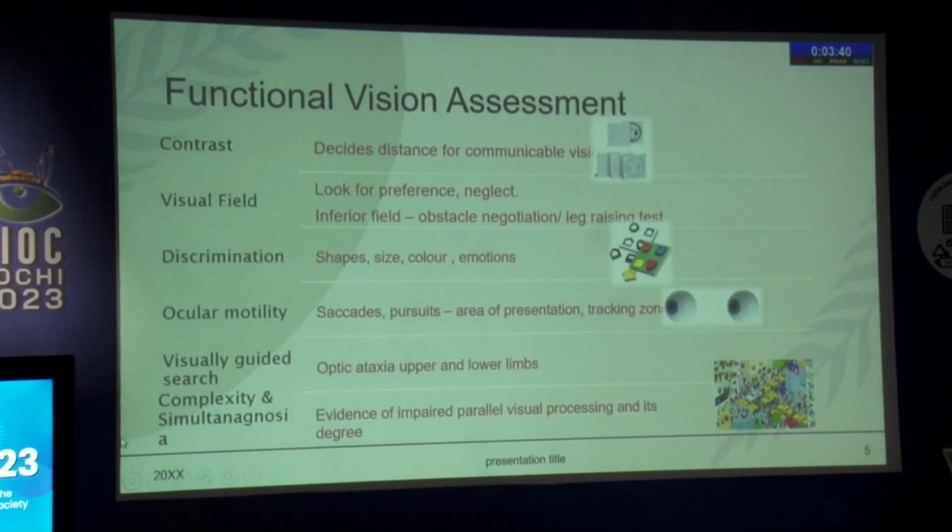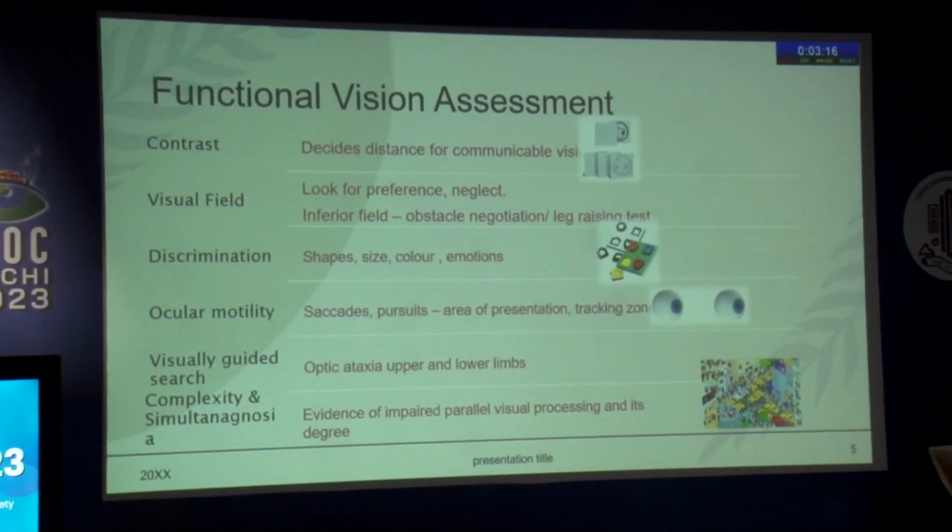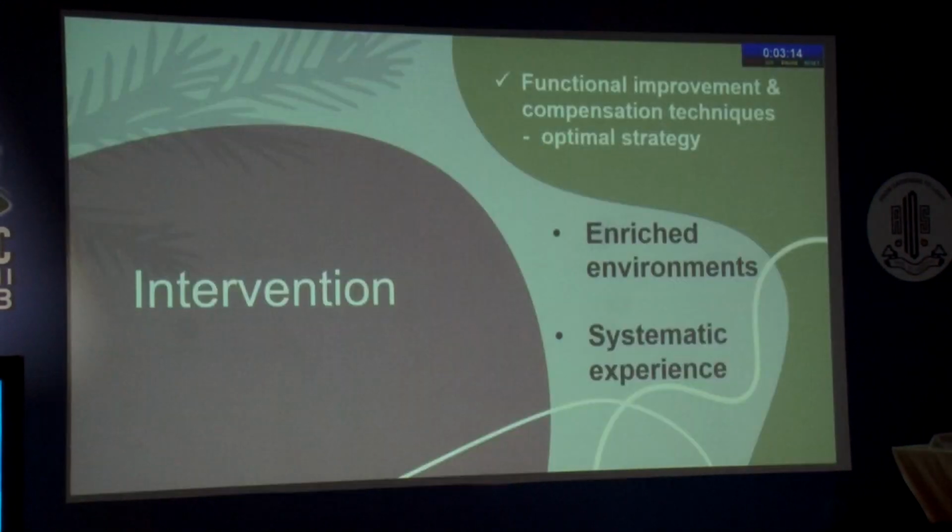Functional vision assessment. Contrast is very important, because that decides your communicable vision. The visual field, despite the central visual field, inferior field is always affected. So always look for the inferior field. Discrimination, ocular motility, visually guided search for optic ataxia, and simultanagnosia. These children cannot process two things at one sense, or they cannot do two senses at one time. Meaning they cannot see and talk, or they cannot see and hear. So always differentiate with one sensory input.